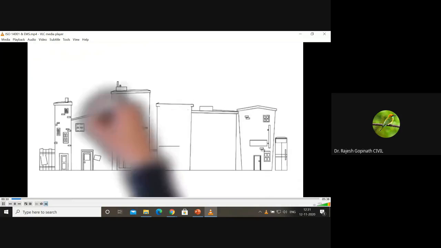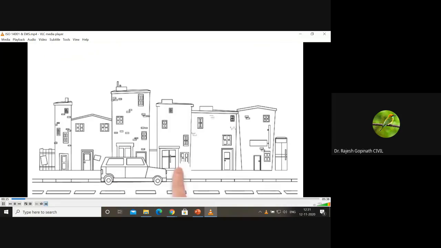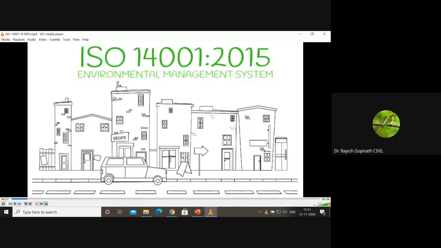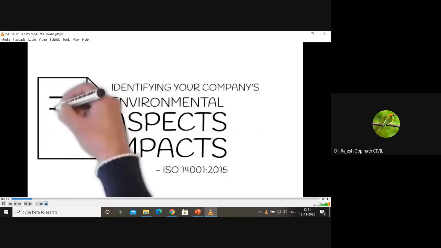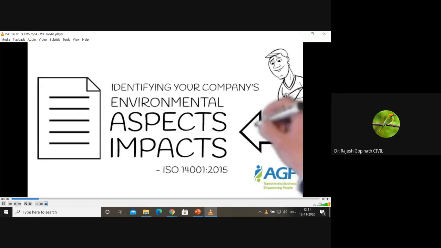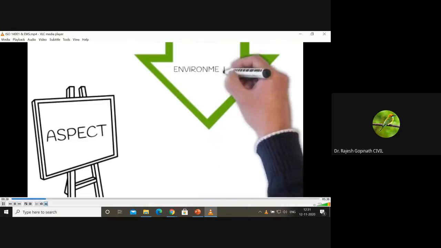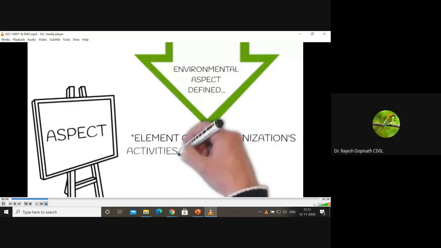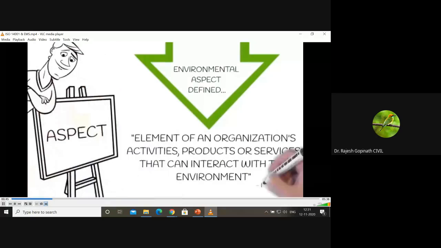With many companies now adapting to the new ISO Environmental Management System, or ISO 14001-2015, here's how AGF can help you with a basic understanding of one of the major requirements of the standard, most notably identifying your organization's environmental aspects and impacts. The definition of environmental aspects for ISO 14001-2015 is an element of an organization's activities or products or services that can interact with the environment.